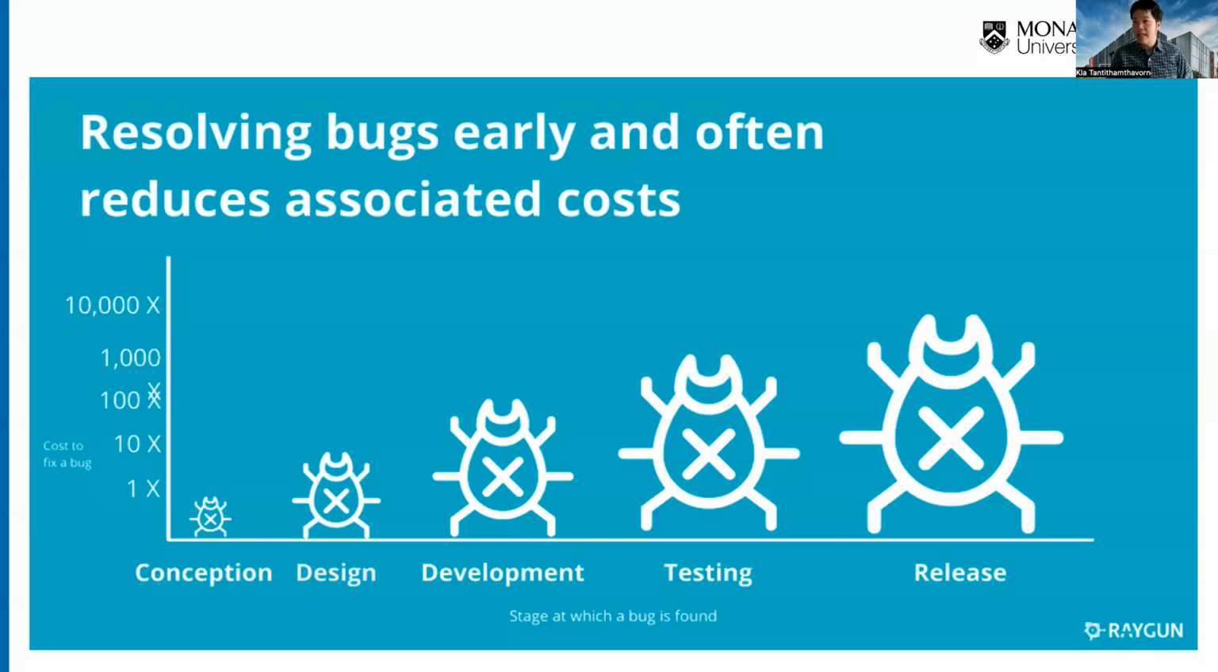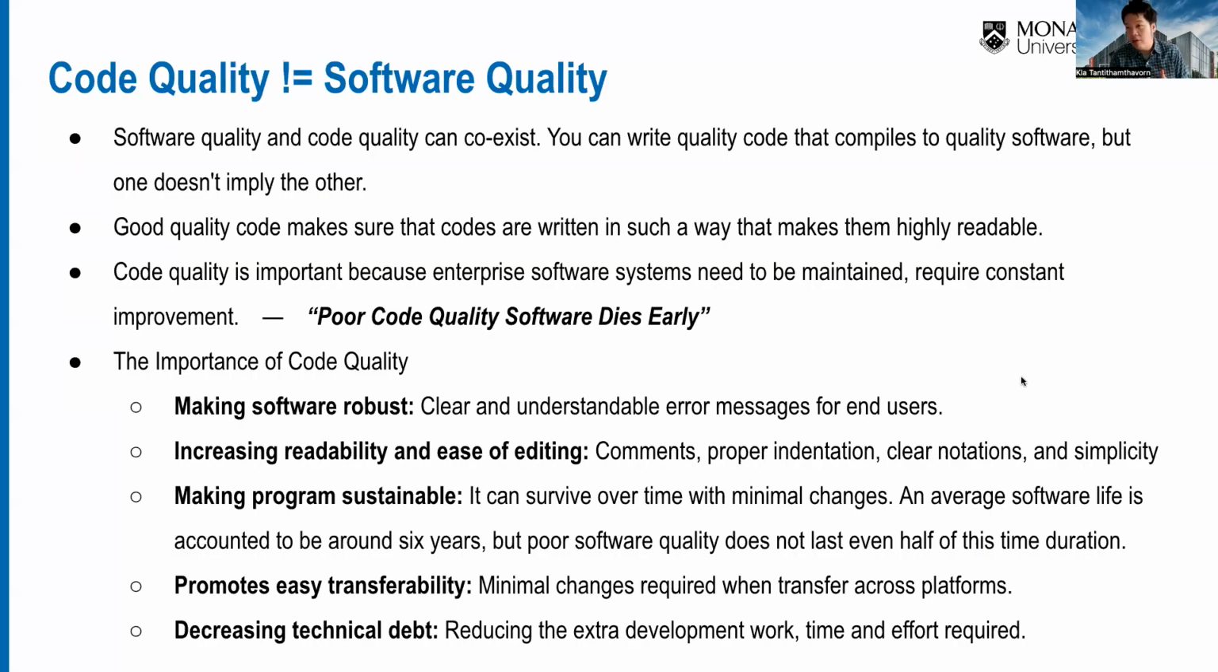As you can see in this figure, at the beginning, during the conception, the design, and the development, the cost of fixing software bugs is very cheap. But when it becomes the testing phase or the release phase, it is getting more expensive. So that's why we try to avoid such software defects as much as possible. But how should we do that?